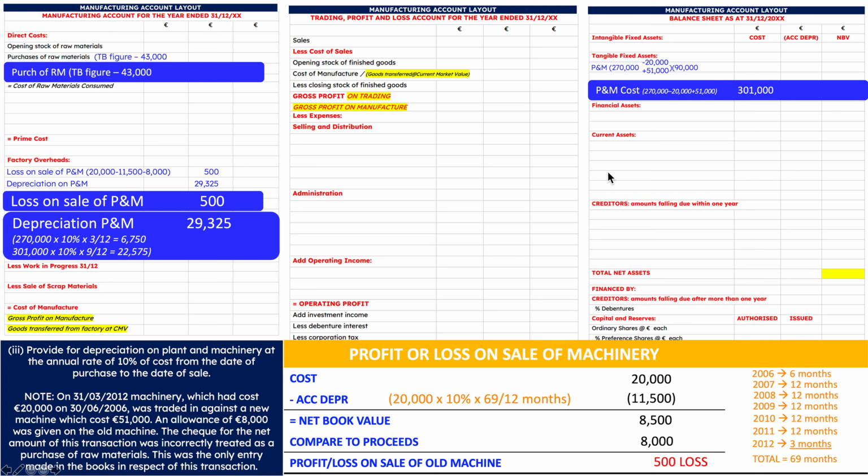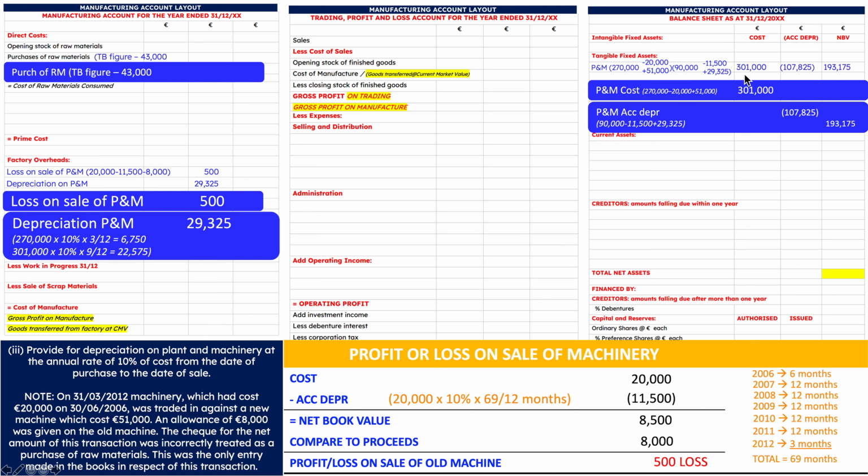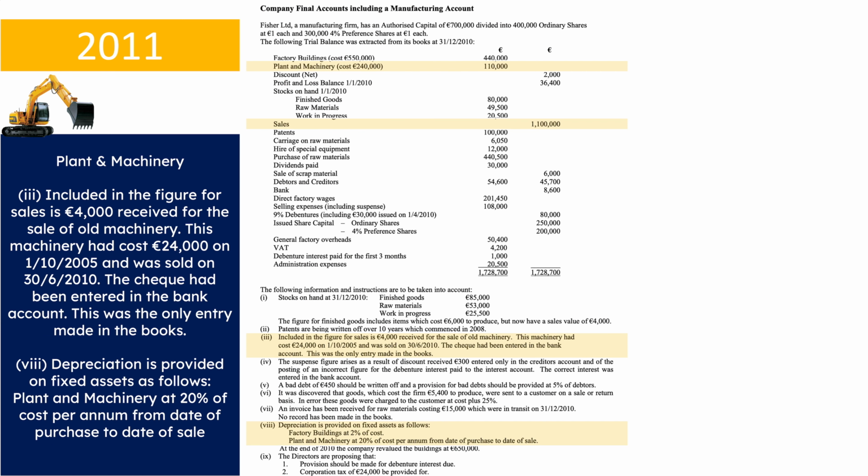So the depreciation on plant and machinery is €29,325 there, which we will add up here, and then we will take away the depreciation on the sold machine. So altogether we've got a cost of 301,000. We've got accumulated depreciation. When we tot all this up, we get minus 107,825, and that gives us a net book value of 193,175. So that is the 2013 Marjam Limited plant and machinery adjustment complete.